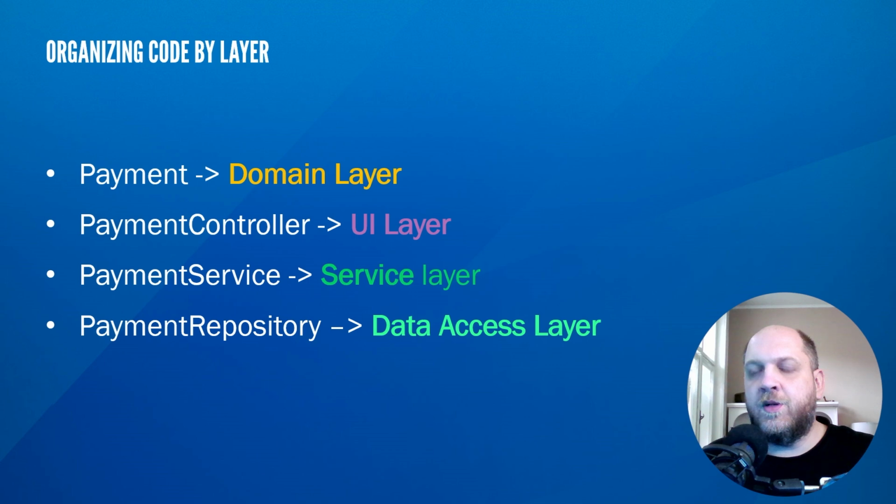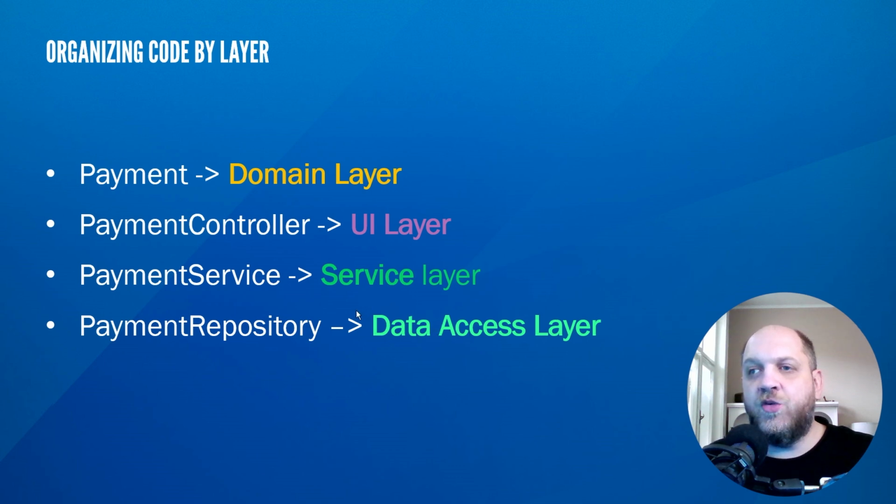Now, if we organize it by layers this way, we will probably end up having something like a class for payment, which would be in the domain layer. We would have a payment controller, which would be the UI or the API layer. Then we would have a payment service, which would be in the service layer or in the application use cases. And then we might also have a payment repository, which is, of course, in the infrastructure layer.